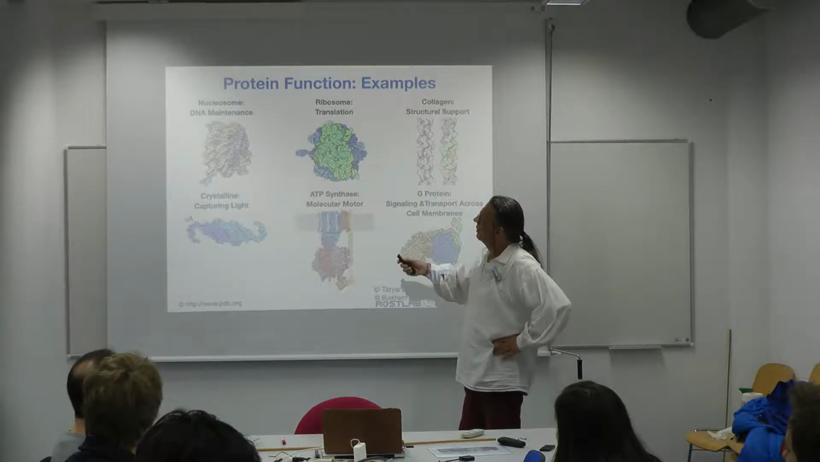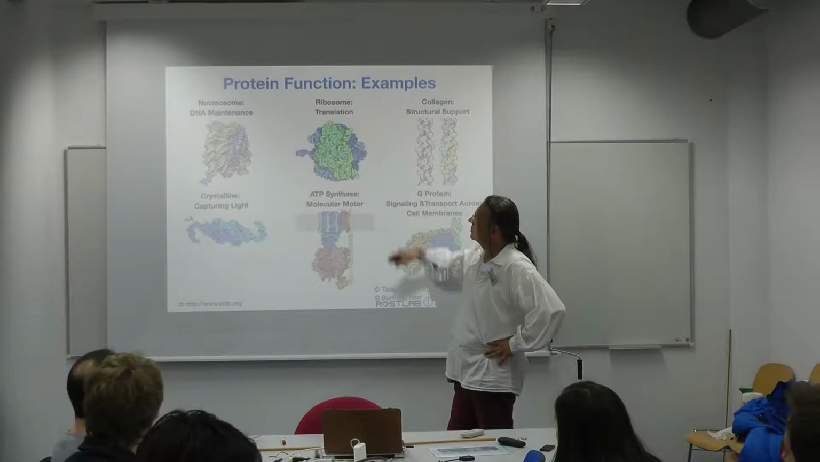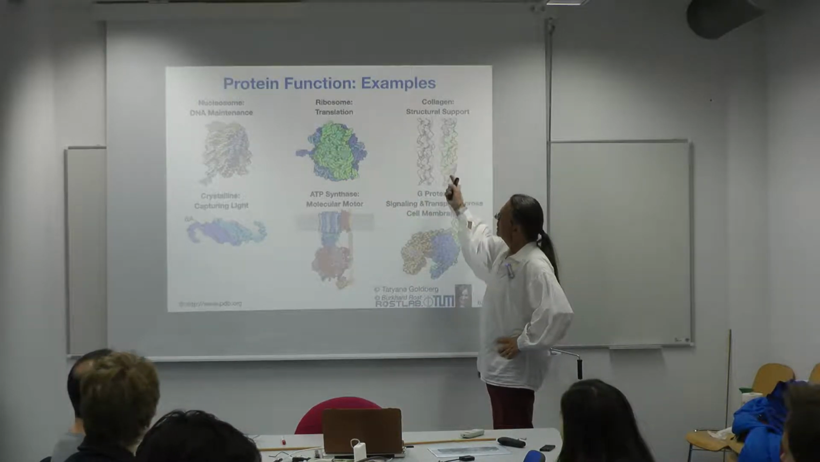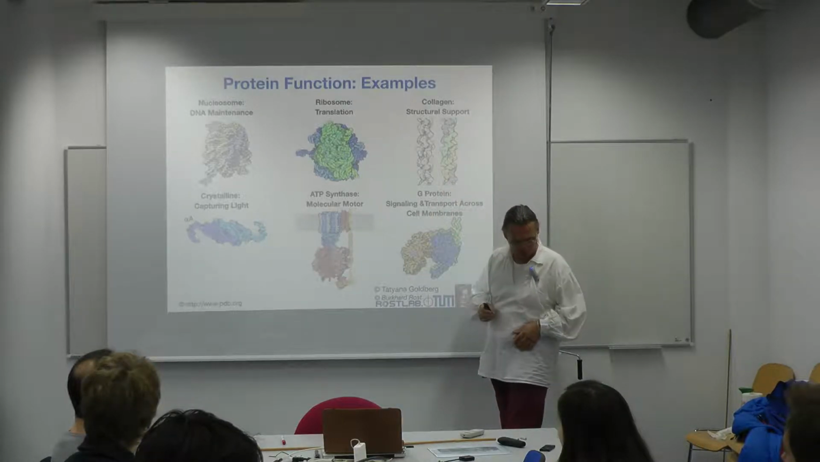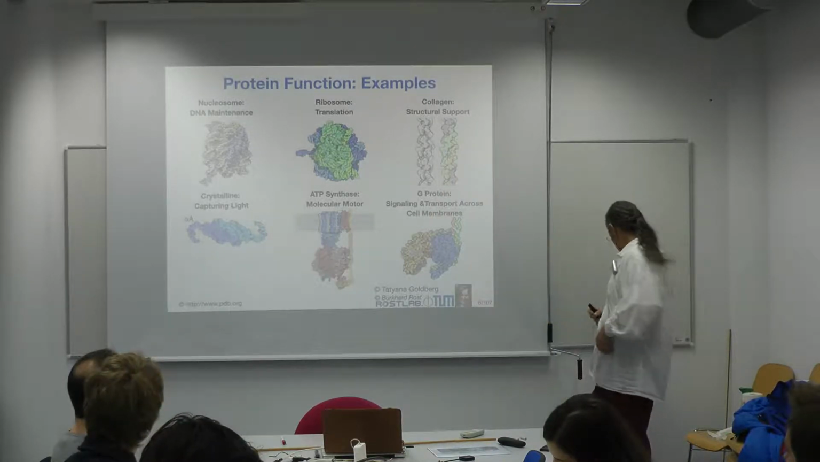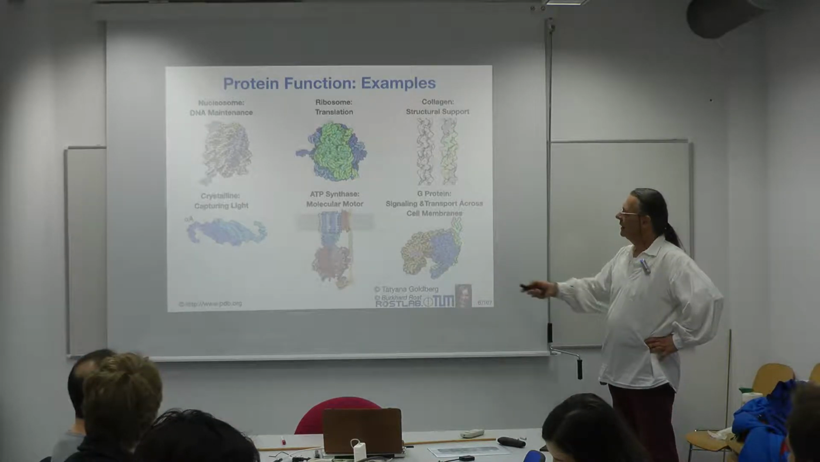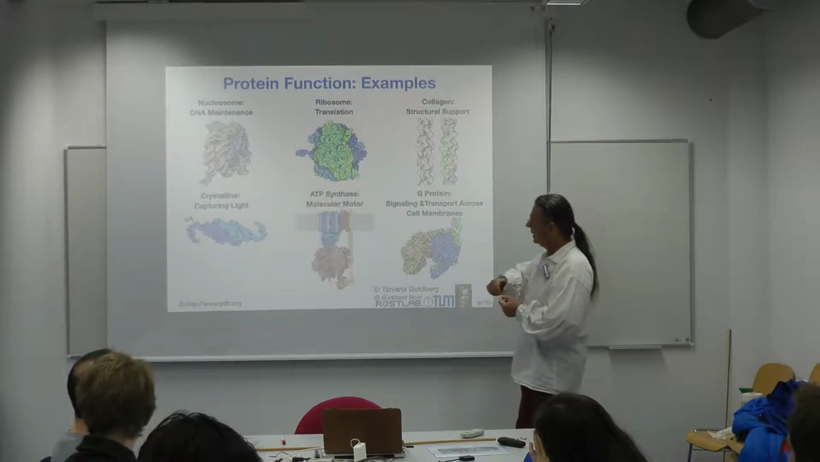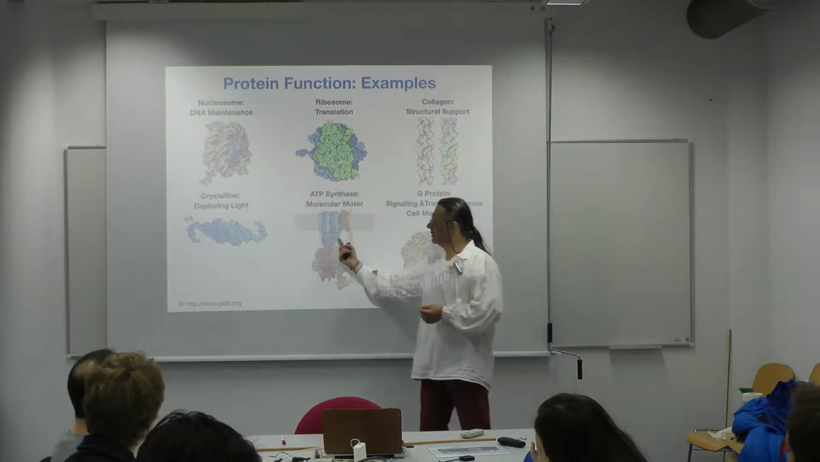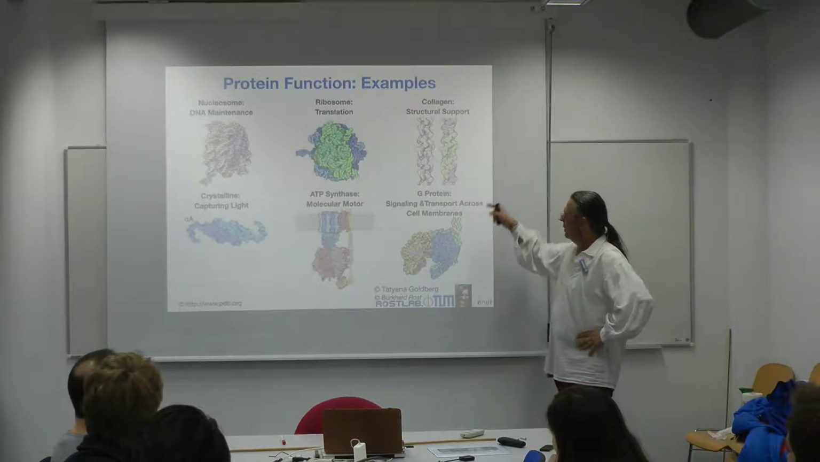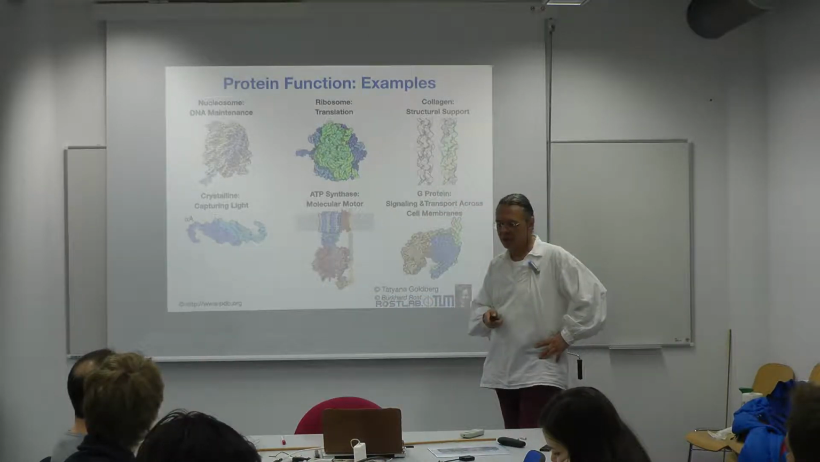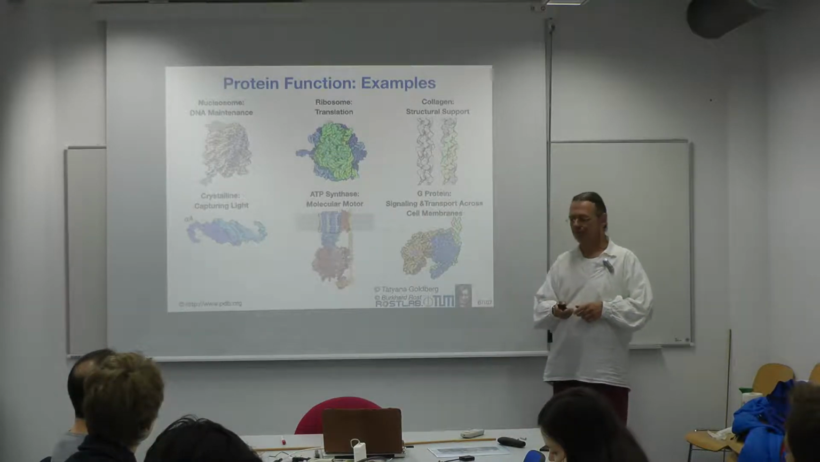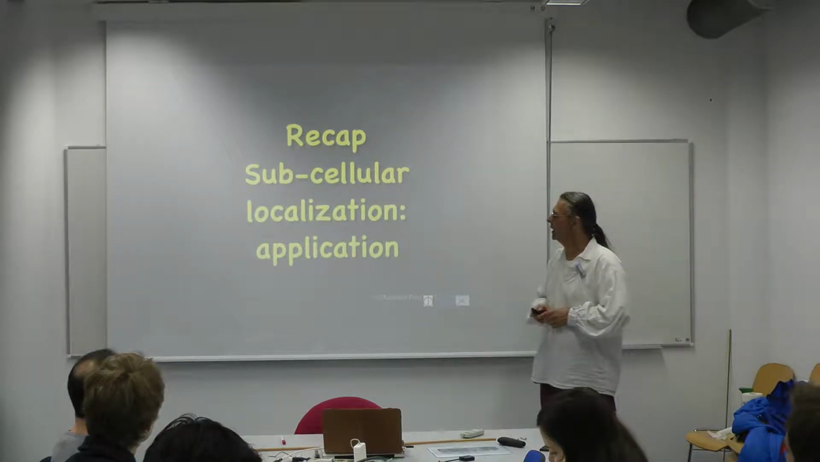Here are examples of larger constructs. That's the nucleosome that maintains DNA, the ribosome that does the translation. Collagen is just long fibers that give structural support. Those capture light. This is a molecular motor, and that motor in fact turns around here. And then there's signaling transport across G proteins. They allow transport of signals through the membrane, typically through the outer membrane.